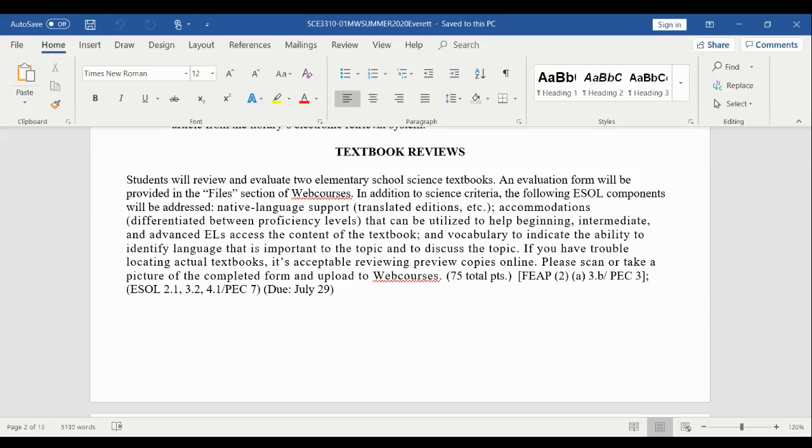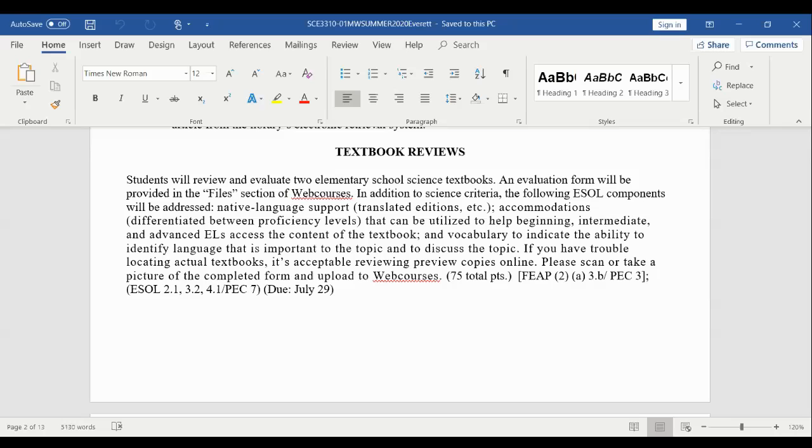The rubric you can find in the file section in WebCourses. It's 1 through 5, 1 being low, 5 being excellent. Just do your best on that. It's best if you had 2 books, same grade level, 2 different publishers. But if you don't, find what you can find online for that one.